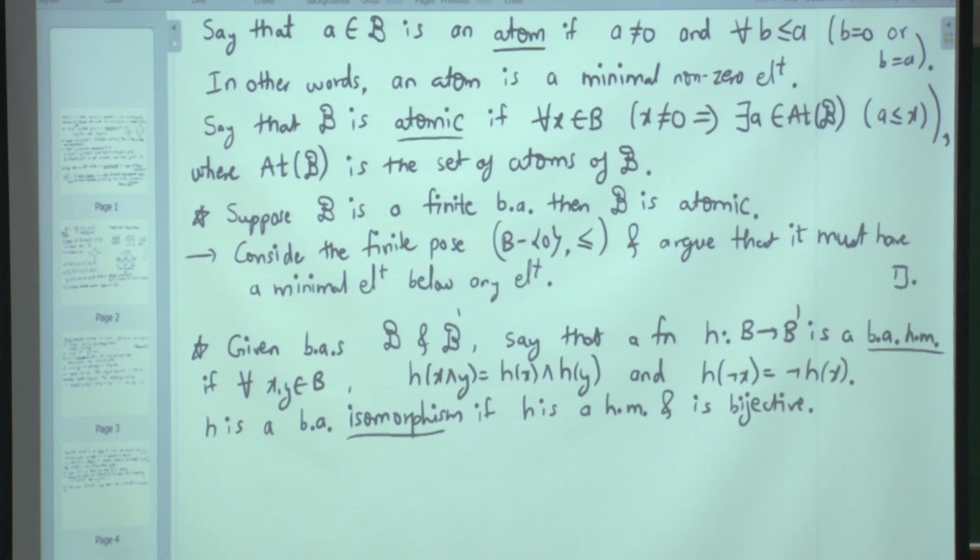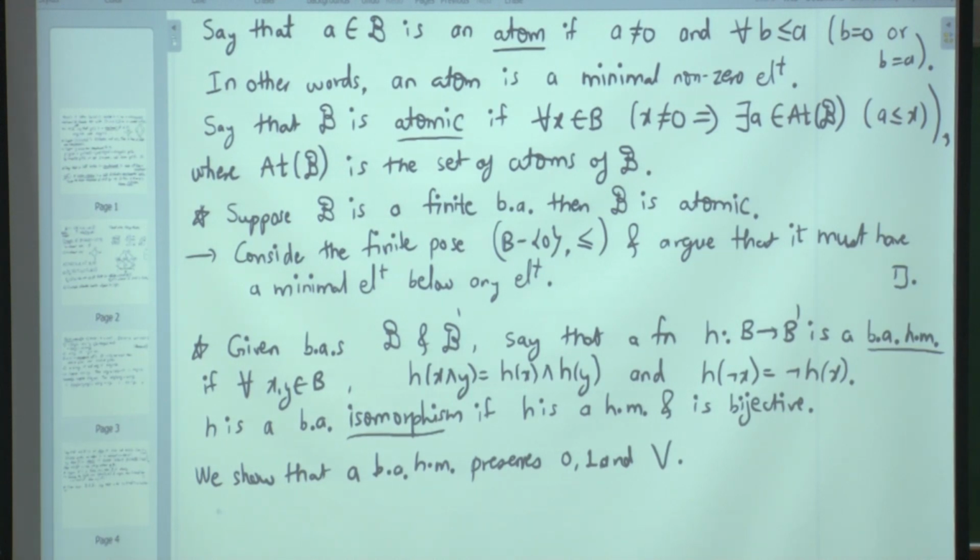It's a bijective homomorphism, then it is called an isomorphism. Okay, so we will show that a Boolean algebra homomorphism preserves 0, 1 and join.